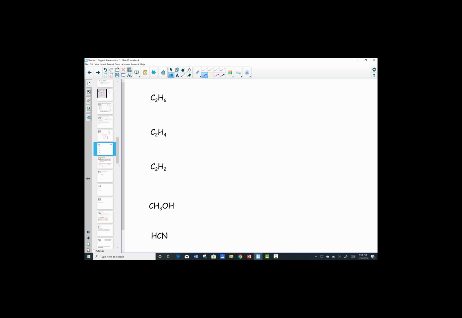C2H6, for example. Well, notice that the carbons are going to attach together. So carbon lives in group 4, and there's 2 of them in this structure, so it's going to contribute 8 electrons.